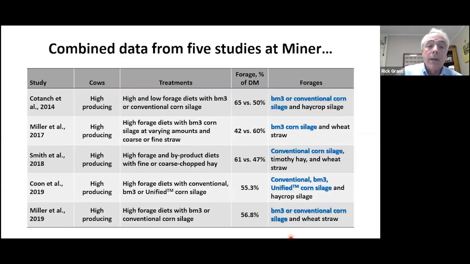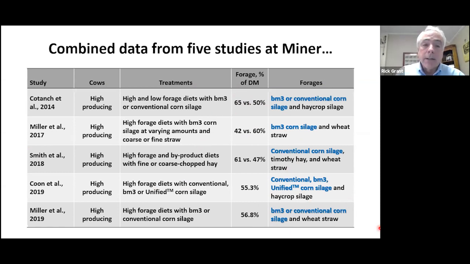We put together a data set over the last few years of high producing cows, and it's important to keep that in mind. In these 5 different studies, forage percent ranged from a low of maybe 40 to 42% up to about 65%. But for today's purposes, the key thing is that the forage base in these 5 studies was primarily, if not exclusively, corn silage. We had conventional, BMR, and even one study with a floury endosperm in play as well. The point is these were higher corn silage diets.